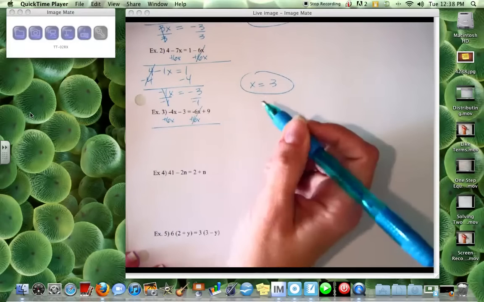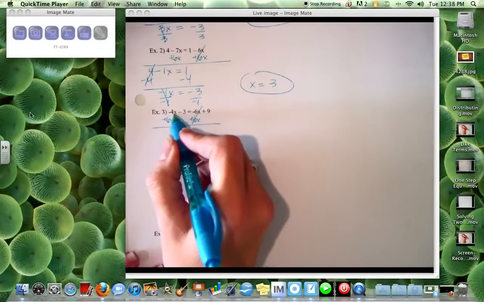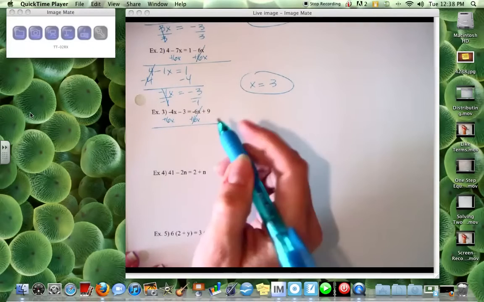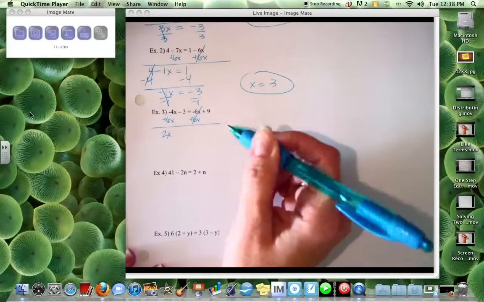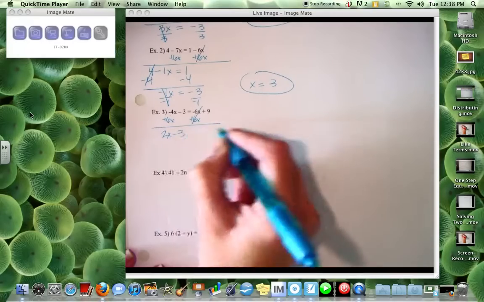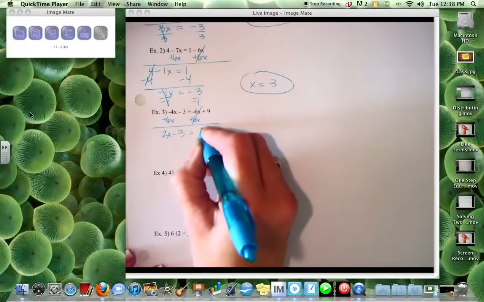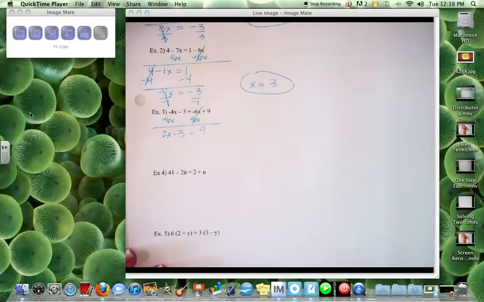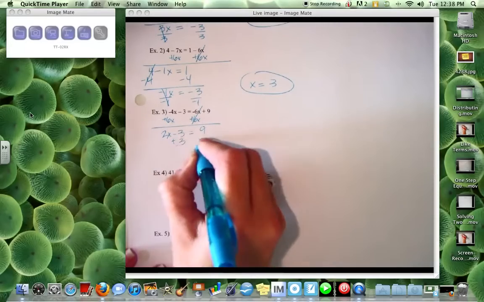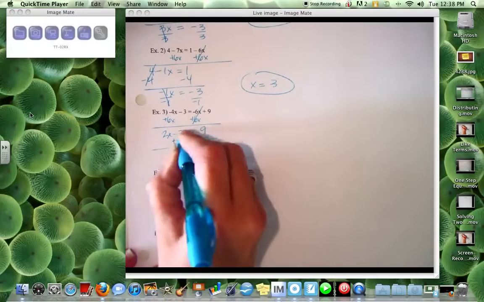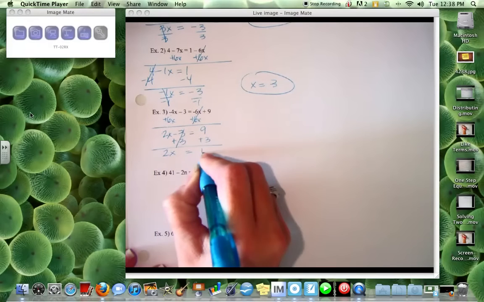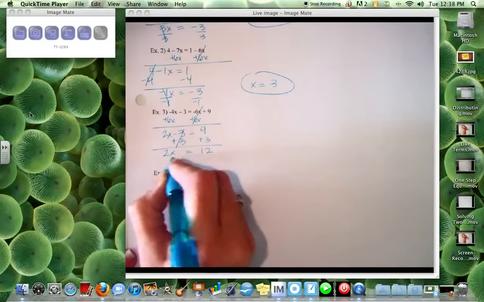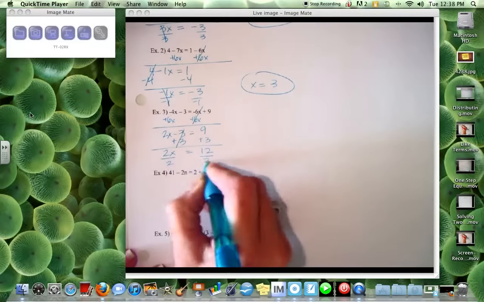My 6x cancel. Negative 4 plus 6 equals 2x. What else do I have remaining on the left-hand side? Minus 3 equals what? 9. What am I going to do to both sides? Add 3. Add 3. The 3's cancel. 2x equals 12. And the last step? Divide by 2. Divide by 2. X equals. Nice.